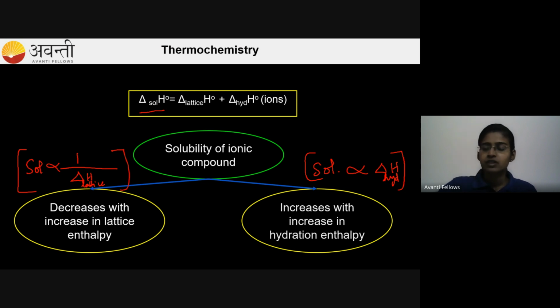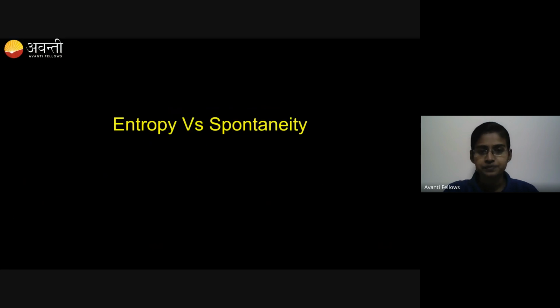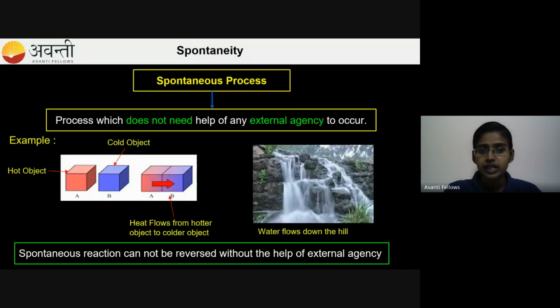Clear? So now we will move on with the fourth topic of this thermochemistry part, and that is entropy versus spontaneity. Before moving on to the entropy term, we will first look into the spontaneity term. What is meant by a spontaneous process, or what is spontaneity? The process which does not need any help of an external agency is called a spontaneous process.